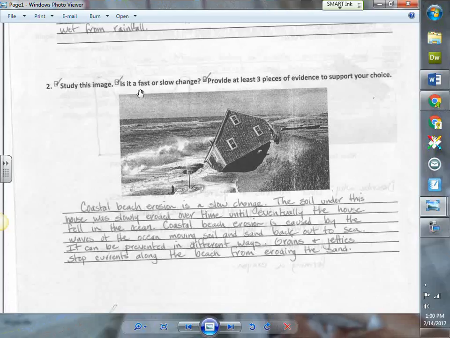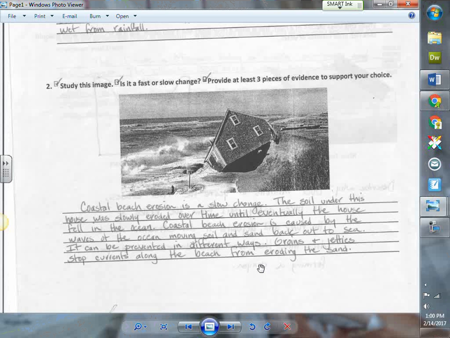All right, so first thing I'm going to do is say it's a slow change. Coastal beach erosion is a slow change. The soil under the house was slowly eroded over time until eventually the house fell in the ocean. Coastal beach erosion is caused by the waves of the ocean moving soil and sand back out to sea. It can be prevented in different ways. Groins and jetties stop currents along the beach from eroding the sand. So prevention can be another piece of evidence you can use in your answers for these questions here.